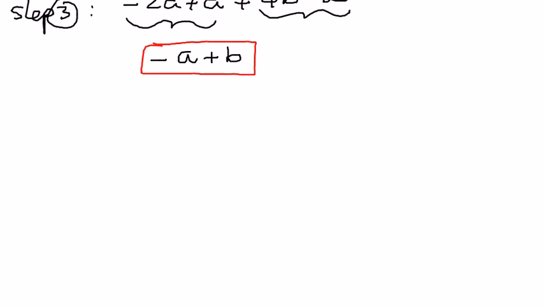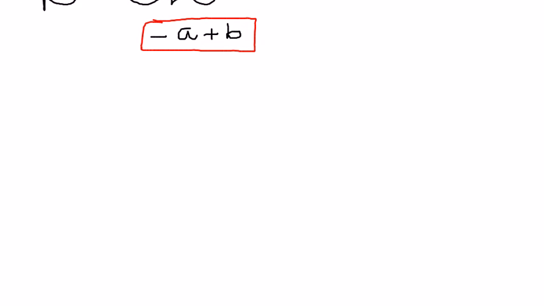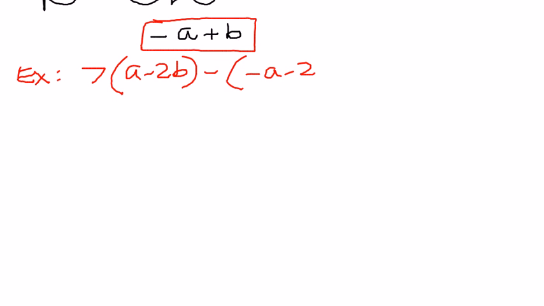Let's look at one more example here. In this example, let's say we want to simplify 7 times a minus 2b, minus of negative a minus 2b. Let's say we have an expression like that, and we want to use the distribution property and then be able to distribute it out, collect the like terms if there are any, and then express our final answer.